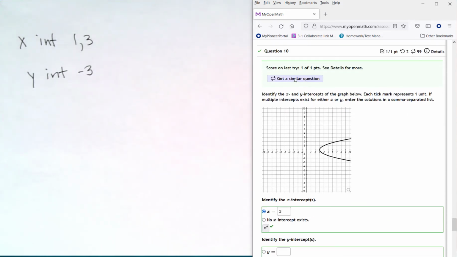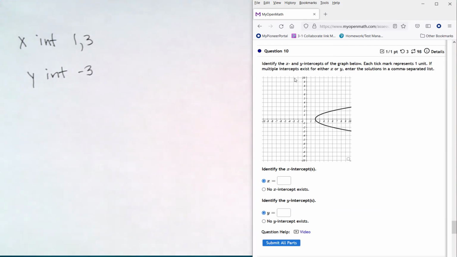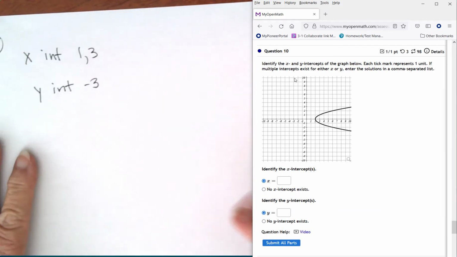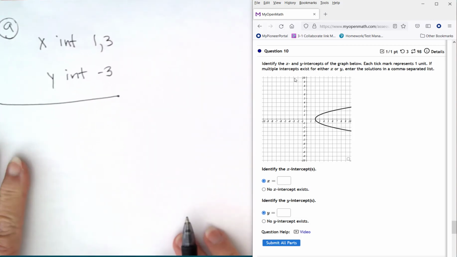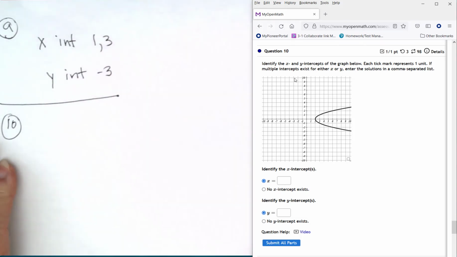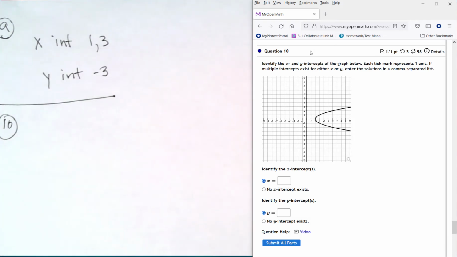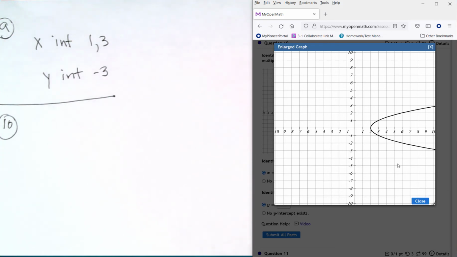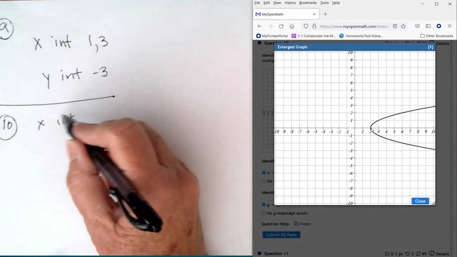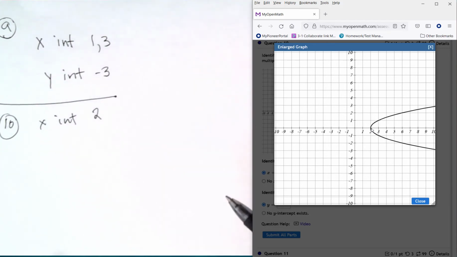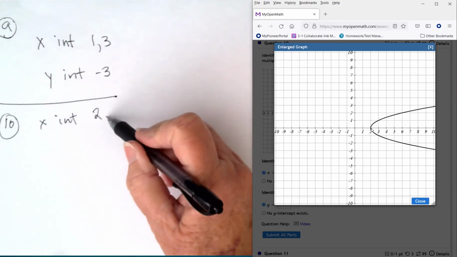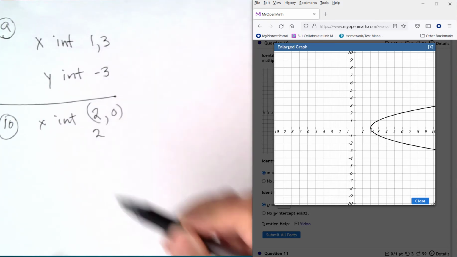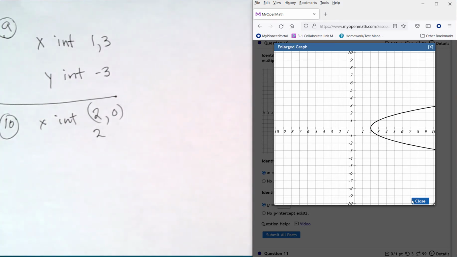All right, this one I'm going to tell it get a similar question. So this one is giving us a sideways parabola. This is question 10. And we just want to know the x and y intercepts. So let's make it bigger. Right, x-intercept is going to be 2. It's this point where it crosses. The actual coordinates, if we had to give an ordered pair, is 2, 0. But they just want you to tell the one piece. So I'm going to tell the 2.